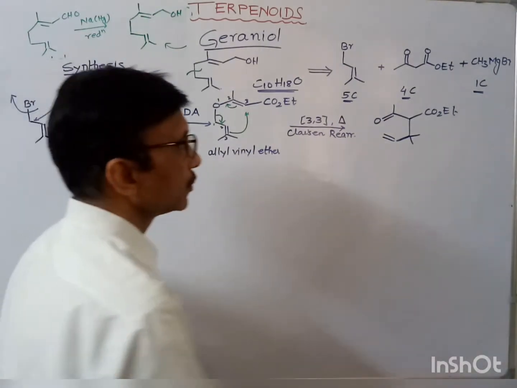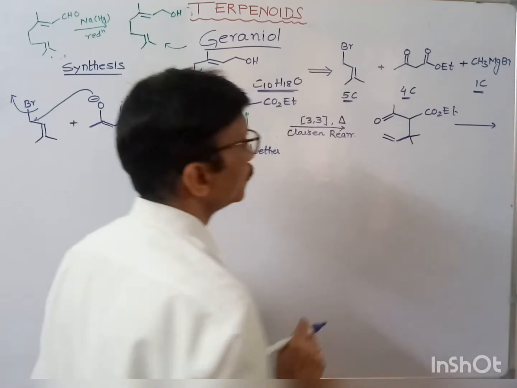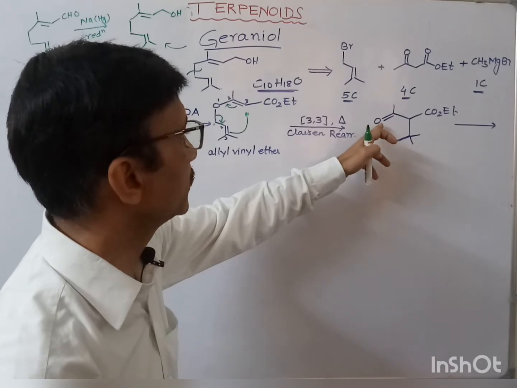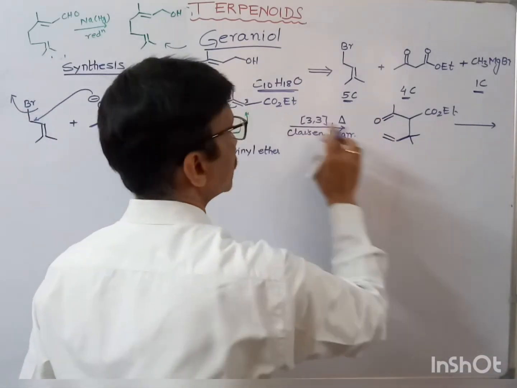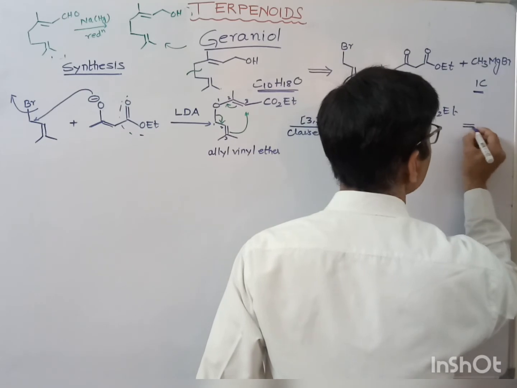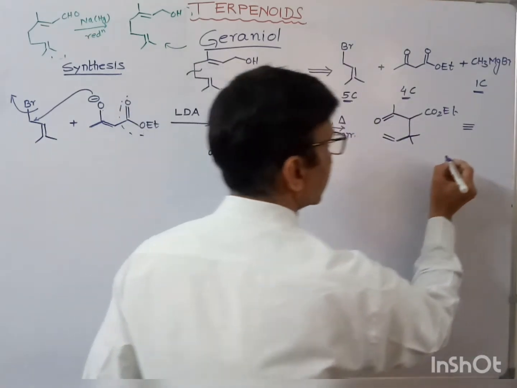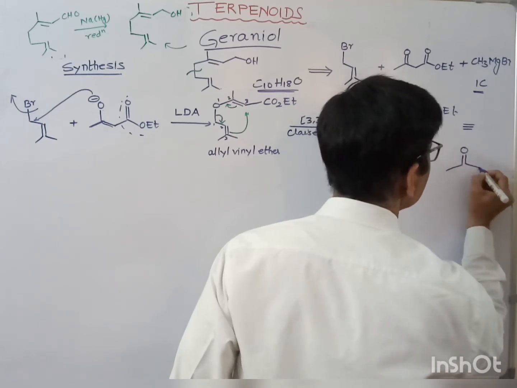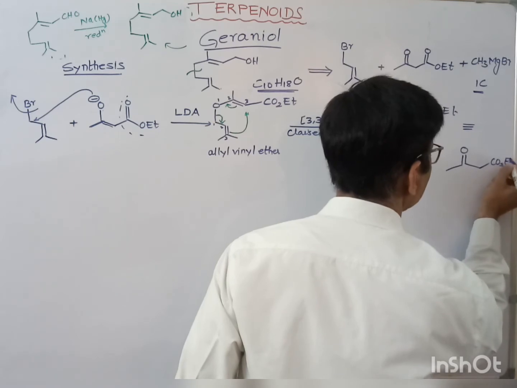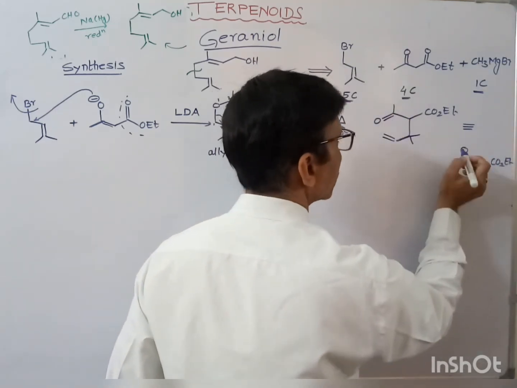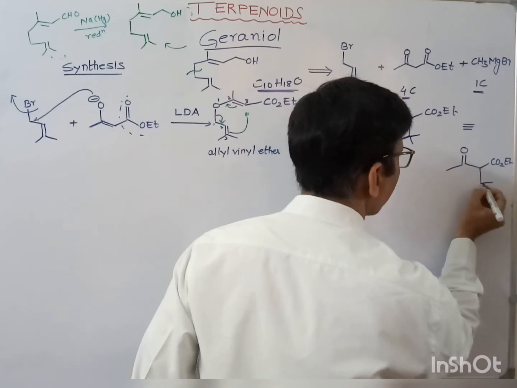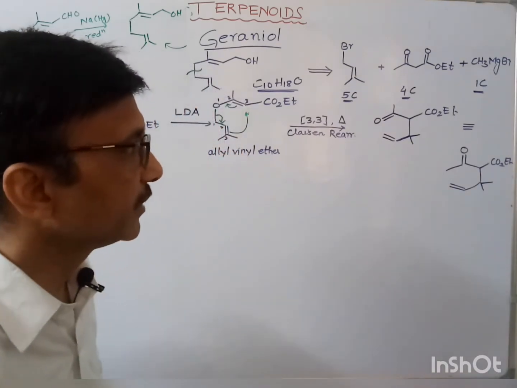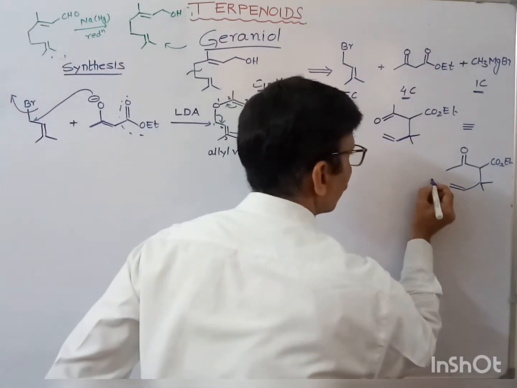Now in the next step, here we should not have this oxygen, right? So I will write it for my convenience in this way. This is the double bond and CO2Et. I have put this carbonyl group over here, and finally, for my convenience, I have written it in a different form.